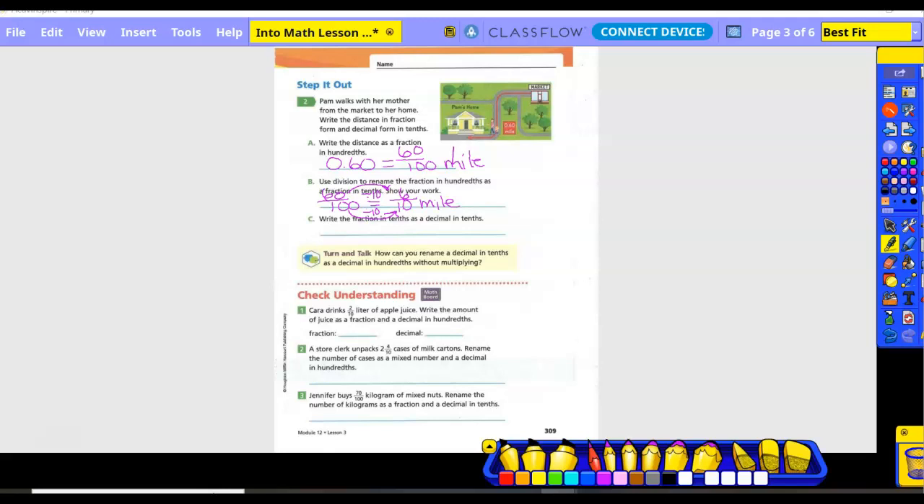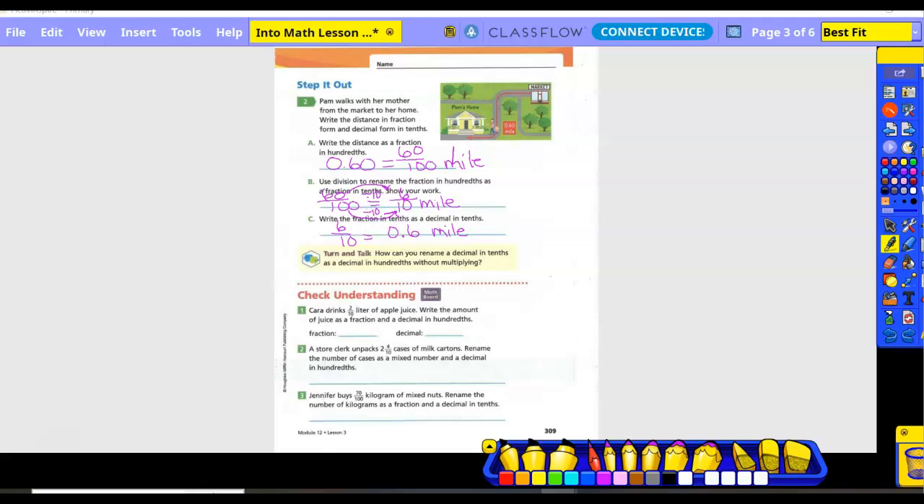And then now they want us to write that 6/10 in decimal form. How do I write 6/10 as a decimal? Do I have a whole? No. So I put 0 decimal 6 because tenths is one place after the decimal. And what is my label? Mile.